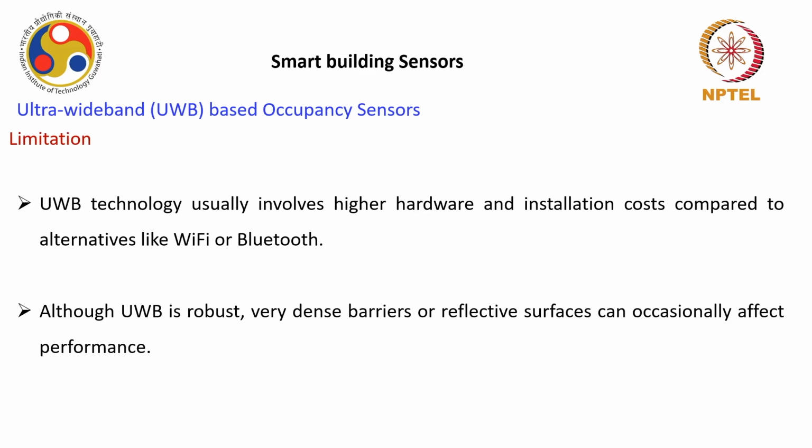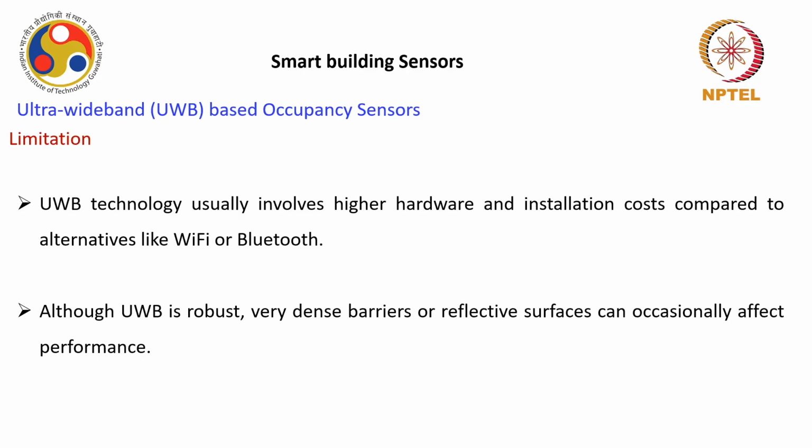However, these sensors also have certain limitations. UWB technology usually involves higher hardware and installation costs compared to alternative technologies like Wi-Fi or Bluetooth, because there you are not utilizing any external hardware. What you are relying upon is the devices that the occupants are carrying, or the Wi-Fi routers which are placed inside a smart building. But for UWB technology, you have to arrange for the hardware for the better operation of these devices, okay.